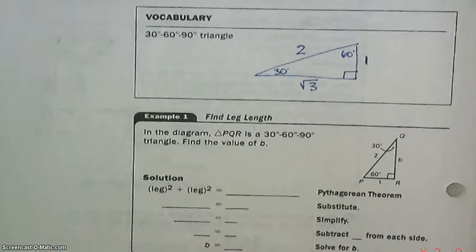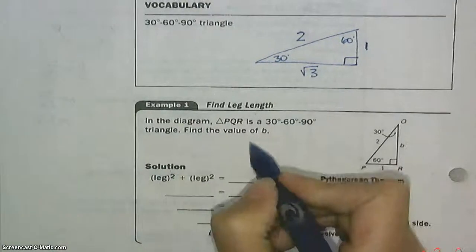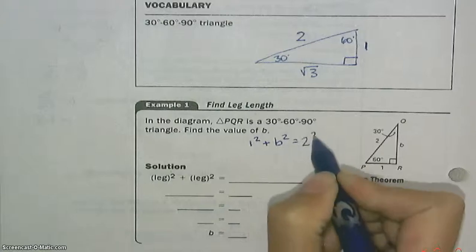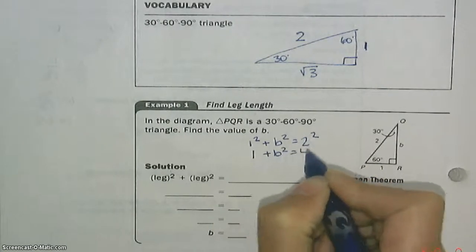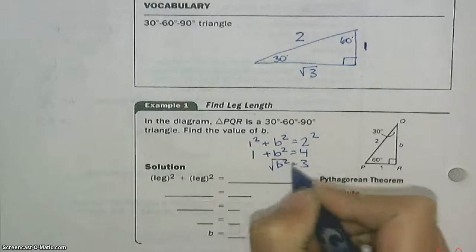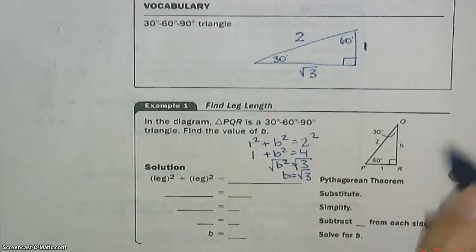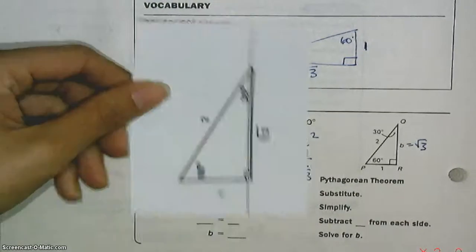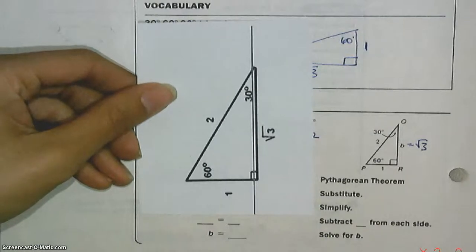So now here it says find the value of b. Well, this kind of shows you how we come up with this. We're going to use the Pythagorean theorem. 1 squared plus b squared equals 2 squared. 1 plus b squared equals 4. Subtract 1 from both sides. And what do you know? b equals the square root of 3. Notice that this is the triangle that we already knew. We already knew b was supposed to be the square root of 3. Compare it to this triangle: 1, root 3, and 2. We already knew that was the case.